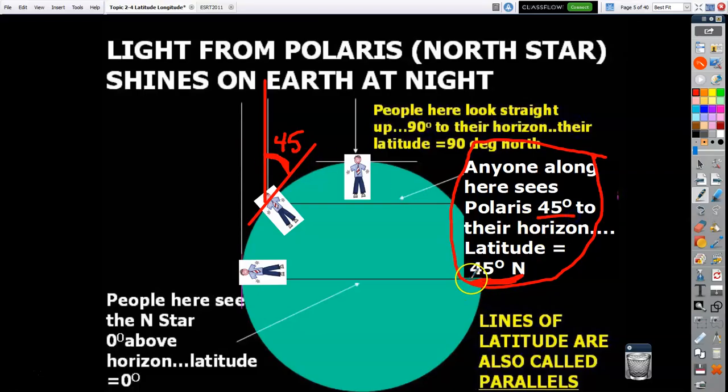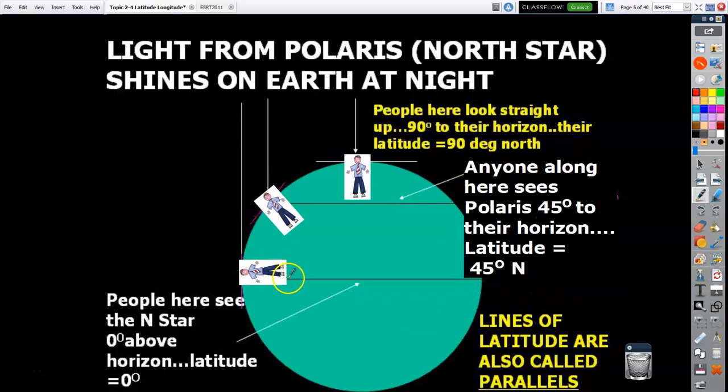Whatever this is equal to, that. And then the last one would be this guy at the equator, which is the furthest south you can see Polaris.